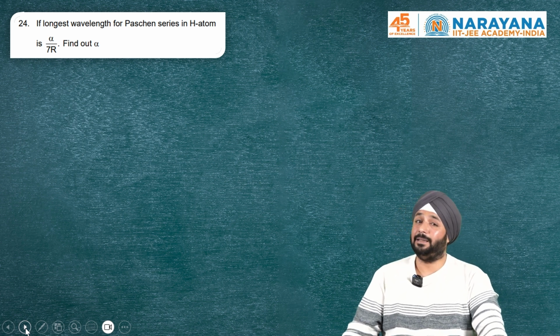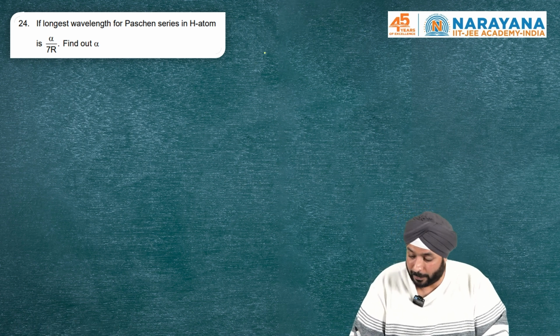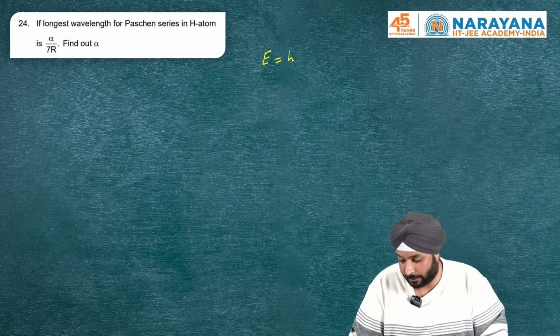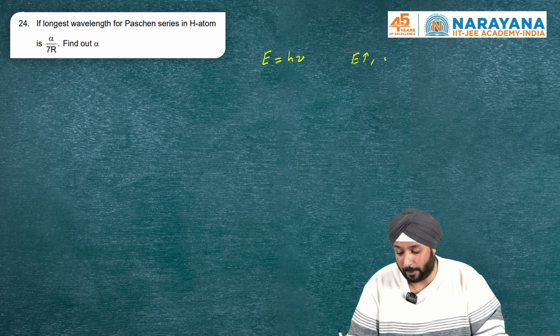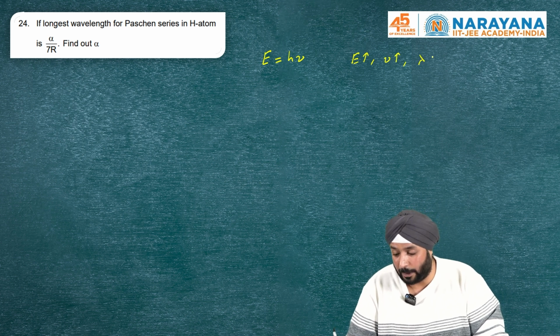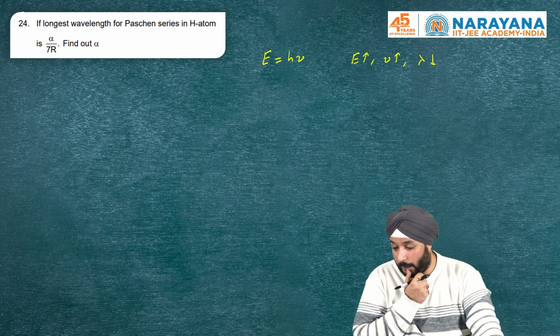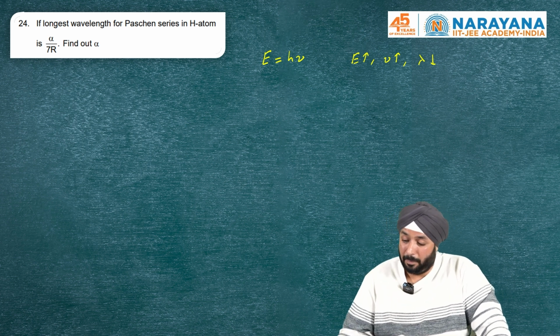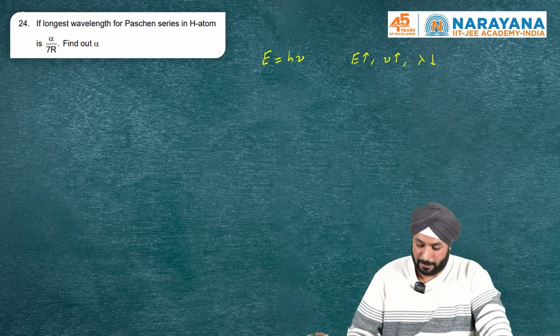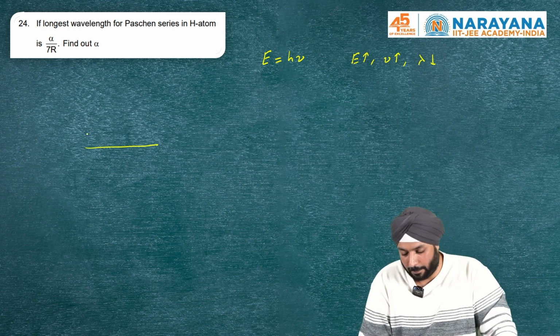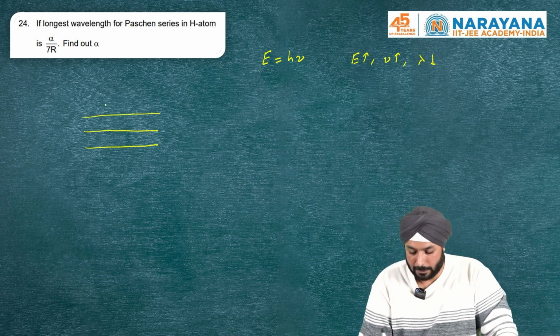Next, question number 24. If the longest wavelength for Paschen series, see, whenever they are asking about longest wavelength, right? We know that E is equal to hν, and greater the energy, greater will be frequency, and lesser will be wavelength. So I want to calculate the longest wavelength over there. That means the energy should be minimum for Paschen. Okay. So you have Lyman, Balmer, Paschen, Brackett, Pfund, Humphreys, and so on.